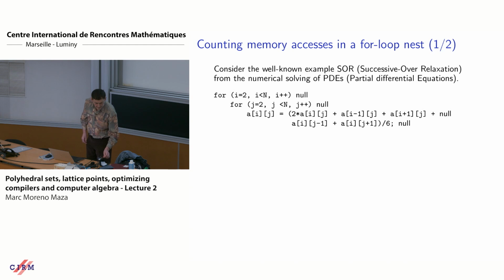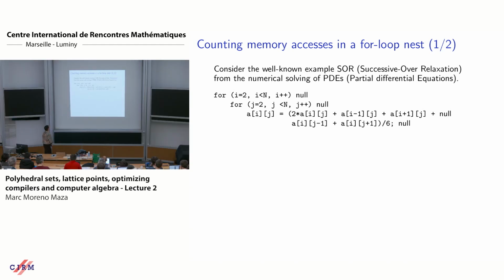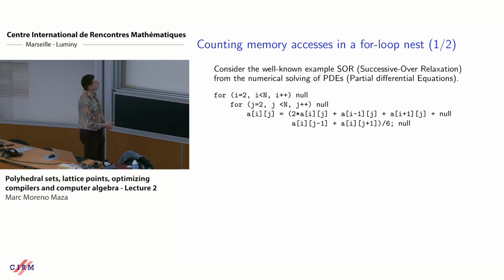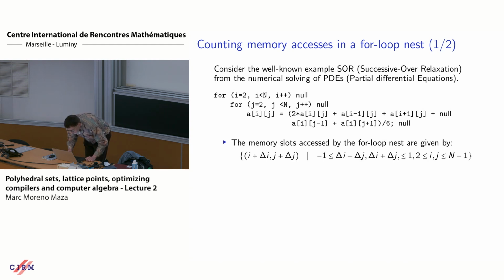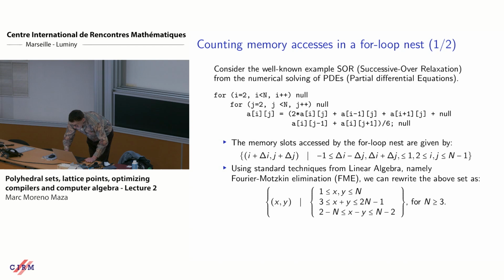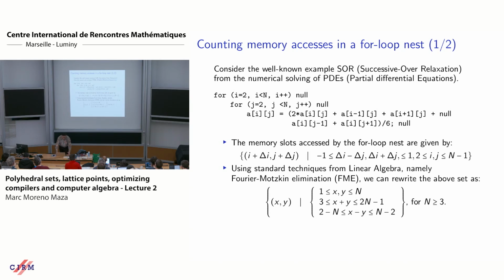Okay, so typical problems look like this. Say we have this for loop nest, and we ask the question, how many memory locations are reached during the computation? Setting the problem into inequalities is relatively simple.